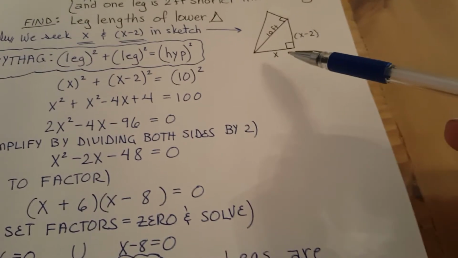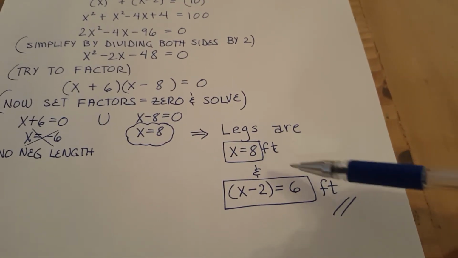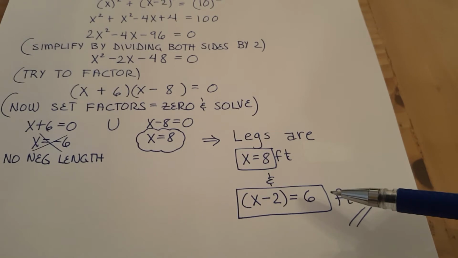So you recall what we're searching for? We're searching for the X and the X minus 2, and we know X is 8, so the answer is X equals 8 feet, X minus 2 equals 6 feet.